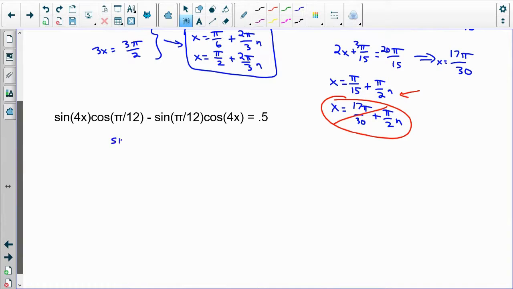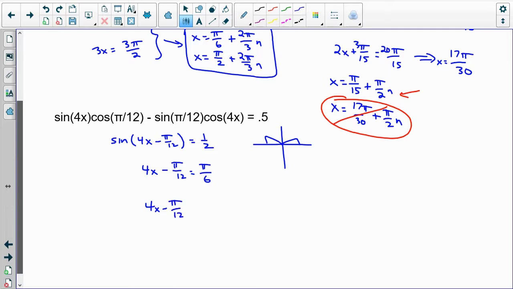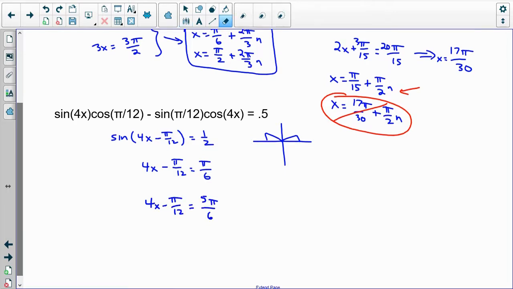Now this problem, I have sine with the same sign again. So 4x minus pi over 12 equals 1/2. And so sine is 1/2 at pi over 6 and 5 pi over 6. So I have 4x minus pi over 12 equals pi over 6, and 4x minus pi over 12 equals 5 pi over 6. This is an easy common denominator to get, so I'm going to write 2 pi over 12 and 10 pi over 12.